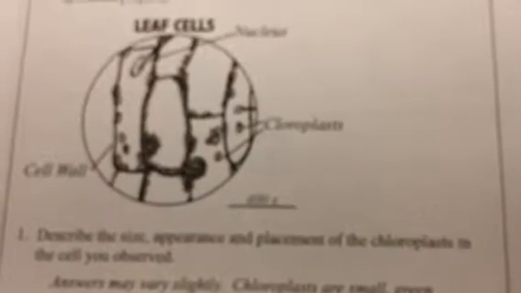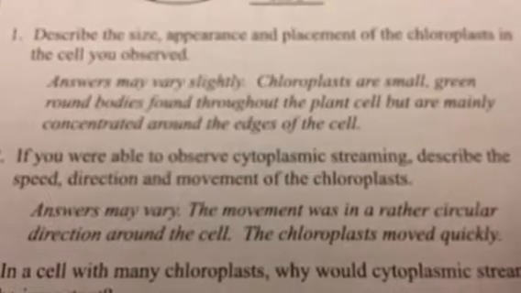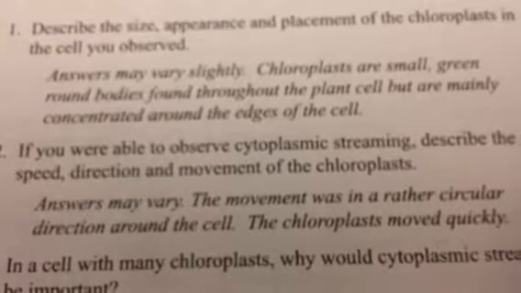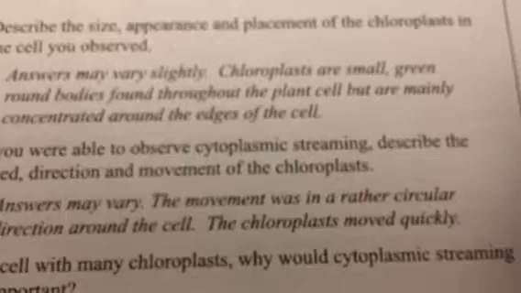On page 34, there's another rendition of what you might have seen in the leaf cells of the waterweed plant. You may have seen the round nucleuses in them, or the nuclei. The chloroplasts are little round things, and then the cell wall looks like little bricks. The first question: describe the size and appearance and placement of the chloroplasts.